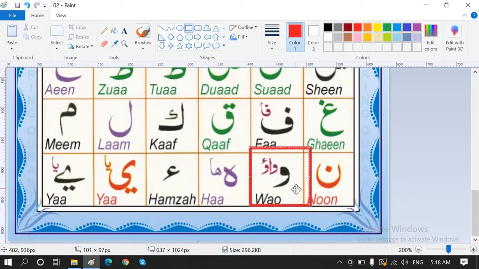And next is wow. So simple. Like in English, we have wow. So in Arabic, wow. The sound of wow is pronounced by rounding both lips. Wow.